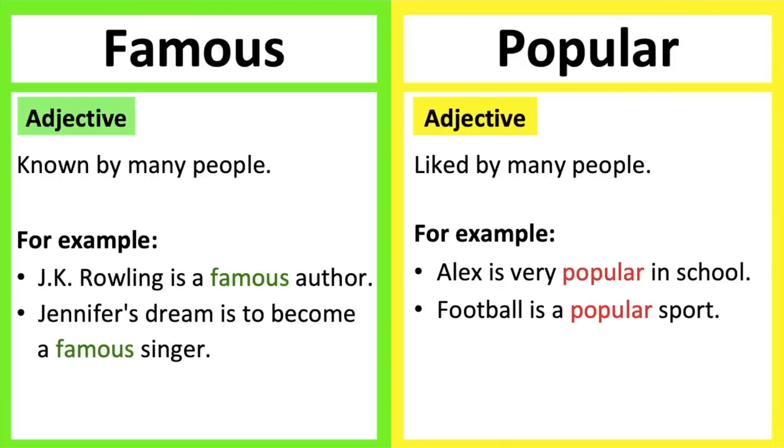A person, place, or thing can be both famous and popular, or it can be either one. For example, J.K. Rowling is famous because she's known by many people. However, that doesn't necessarily mean that she's popular, because many people may not like her or they may not enjoy reading her books. Another example is Alex is the popular boy in school. So, he's liked by many people in his school. However, that doesn't necessarily mean that he's famous, because many people may not know him.